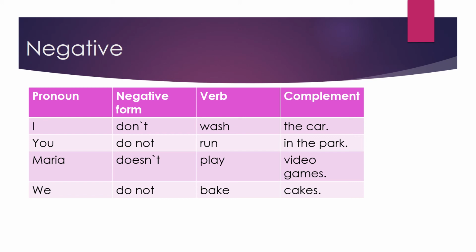Maria is a third person, is she on the pronoun. That's why we are using does, because does goes with the third person. And obviously you have to add the not. So we have doesn't or does not, which is the same. And we have the last example. We do not bake cakes.